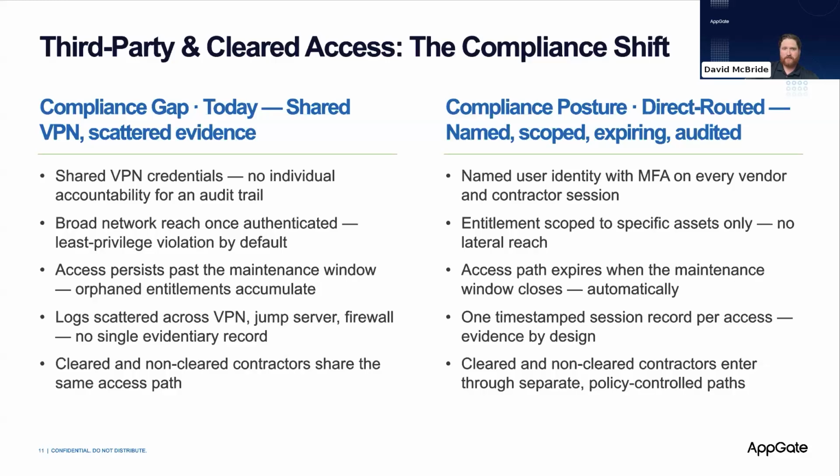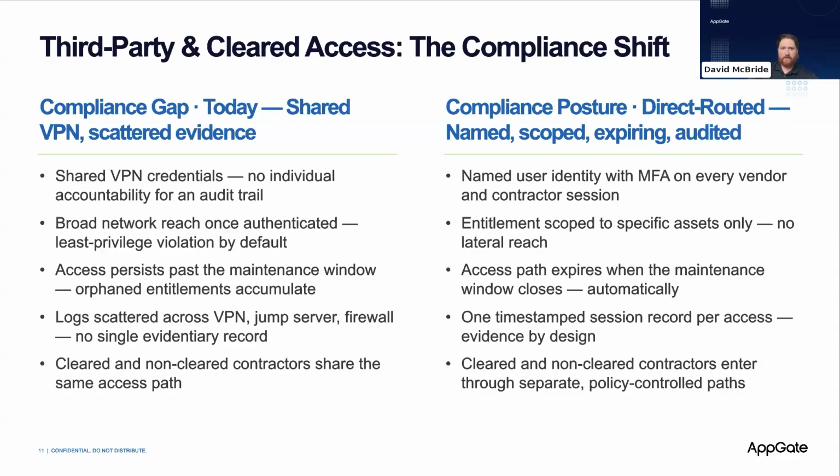Here's what the compliance posture should look like with the direct routed ZTNA. It should be named user identity with MFA on every session. Your IA controls are met. Entitlement is scoped to specific assets only. There is no lateral reach. AC controls are met. The access expires automatically when the maintenance window closes. So now you have no more orphaned entitlements, and that audit log is defensible.